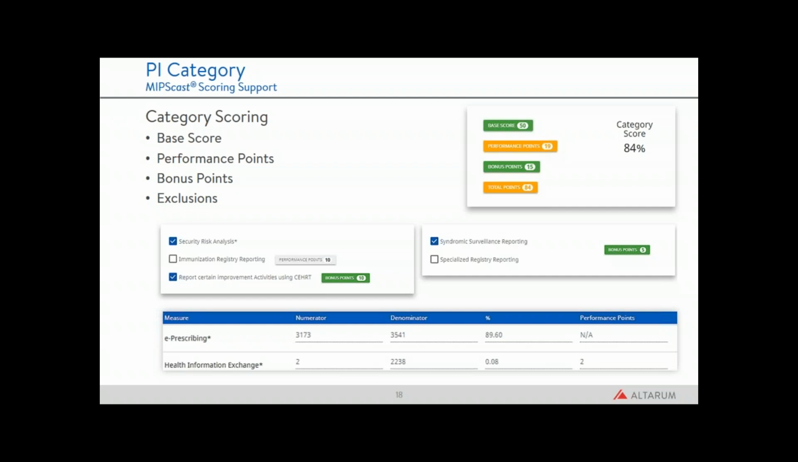Another benefit of using a tool like MIPS-Cast for scoring your promoting interoperability data is that you have the ability to enter data for multiple 90-day periods, and as Bruce said, evaluate those against each other and pick the highest one, although oftentimes this won't necessarily be necessary. If you were previously a meaningful user, you'll likely get full credit without having to evaluate multiple time periods or even earn any of the bonus points.